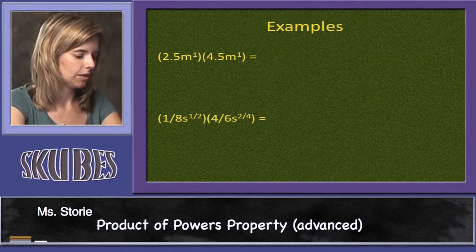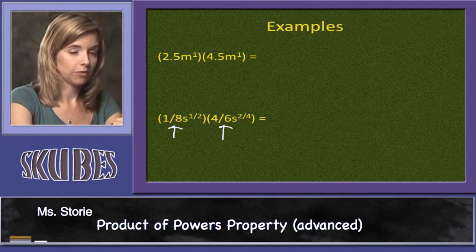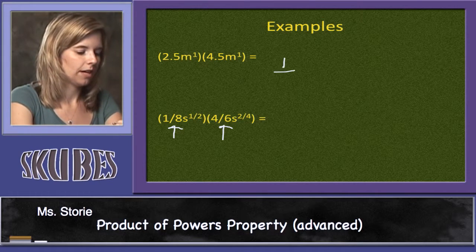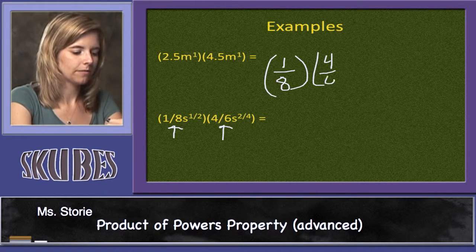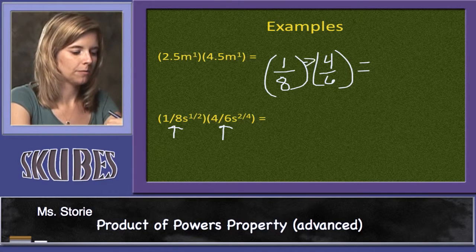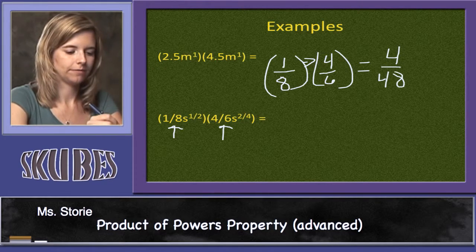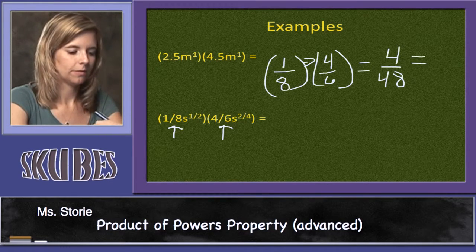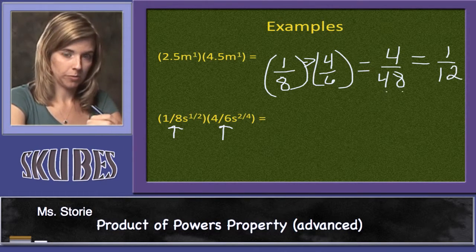Now take a look at the next one. You've got an 1/8 s and 4/6 s. You have to multiply them. So if you're taking 1/8 and you're multiplying it by 4/6, remember with fractions you just multiply straight across, so 4 times 1 is 4. And 8 times 6 is 48. And you can reduce it by 4. So 4 goes into 4 one time, and 4 goes into 48 12 times. So that's your coefficient, because we did all that multiplication.